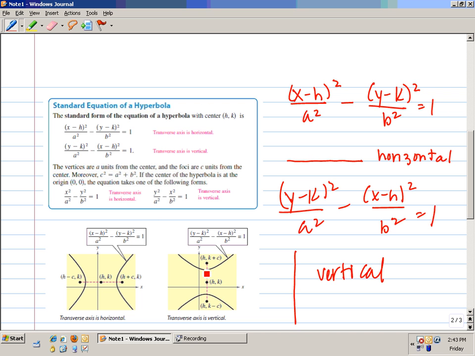Now, again, if you look at the drawing here, the center is an equal distance away from both sides, and the center is still identified as h and k. And so here's our center.